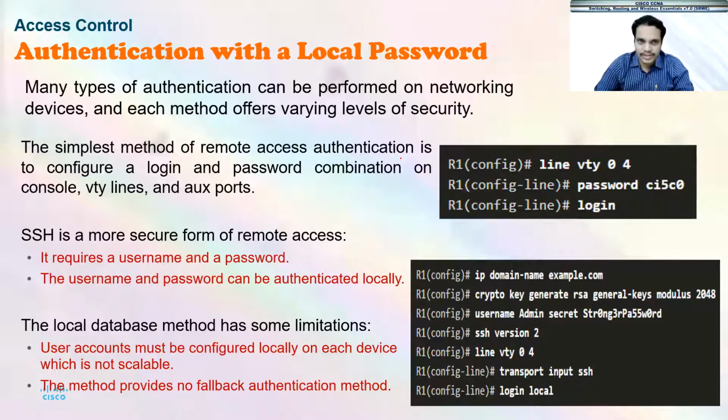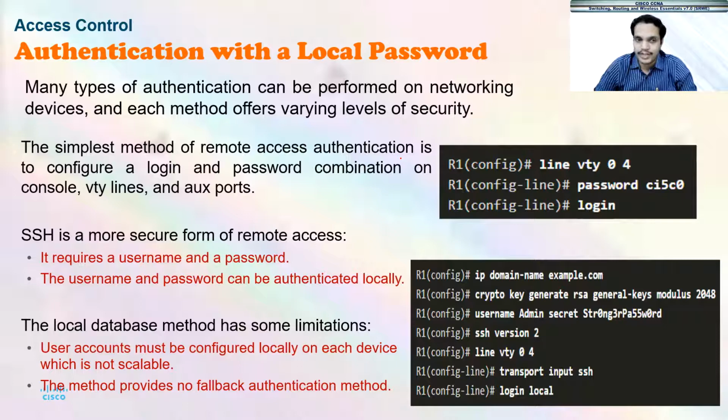There are some simpler ways as well. Let us talk about if you want to implement access control on a networking device, there are many types of authentication that are available. The simplest method of remote access authentication is to configure a login and password. We have been doing this in our initial configuration steps of switch and router from module 1, line vty 0 to 4, password cisco, login.